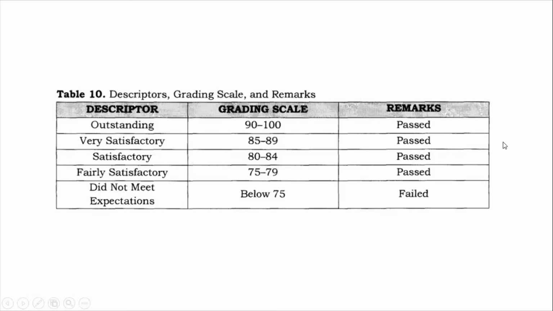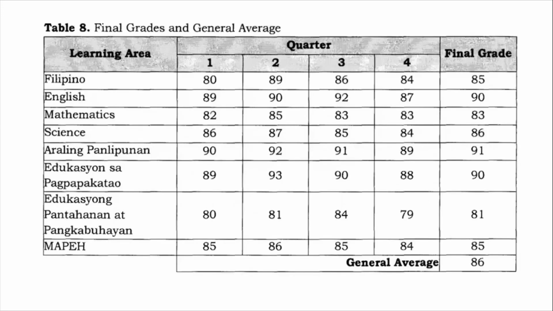So what is meant by 90? It's outstanding. So 90 to 100, that's outstanding. For 85 to 89, that's very satisfactory. For 80 to 84, that's satisfactory. For 75 to 79, that's fairly satisfactory. And below 75, that did not meet expectations.